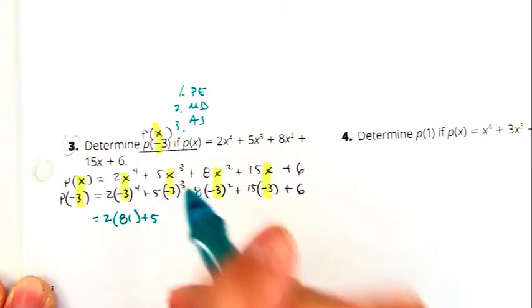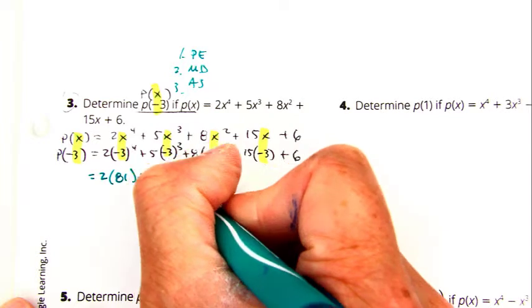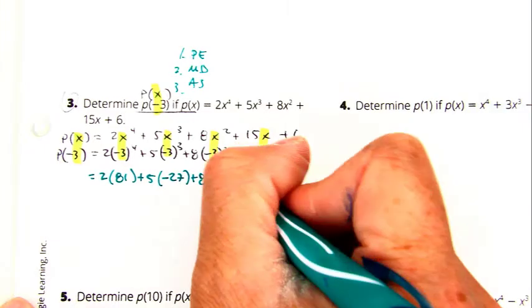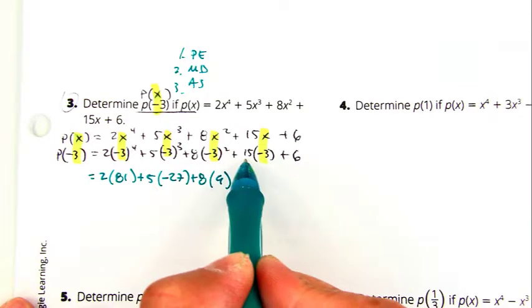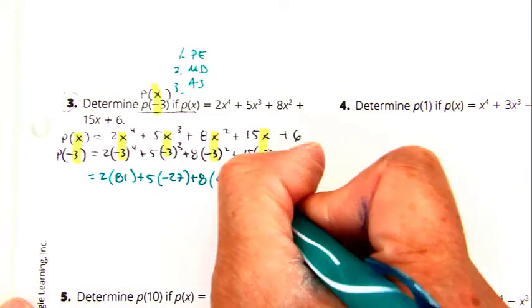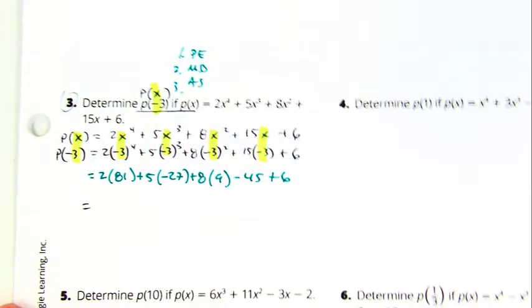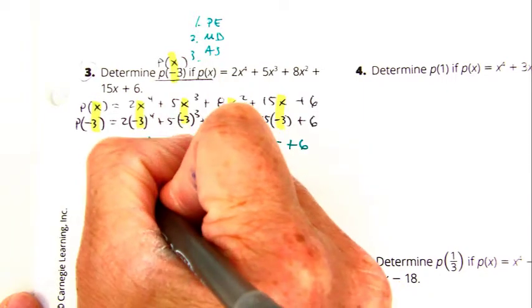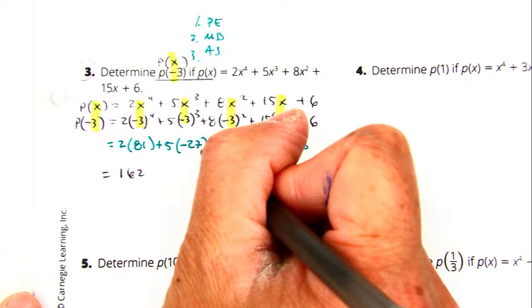Class, negative 3 to the 3rd power? Negative 27. Class, negative 3 squared? 9. And I have no exponent, so I can just multiply here. 15 times negative 3. Use your calculator. 2 times 81. 5 times negative 27. Negative 135.